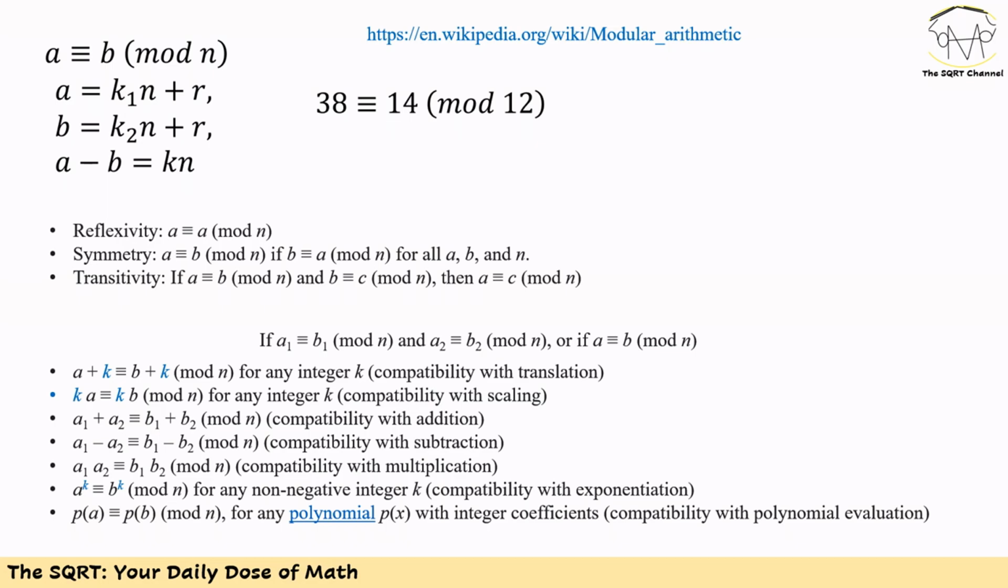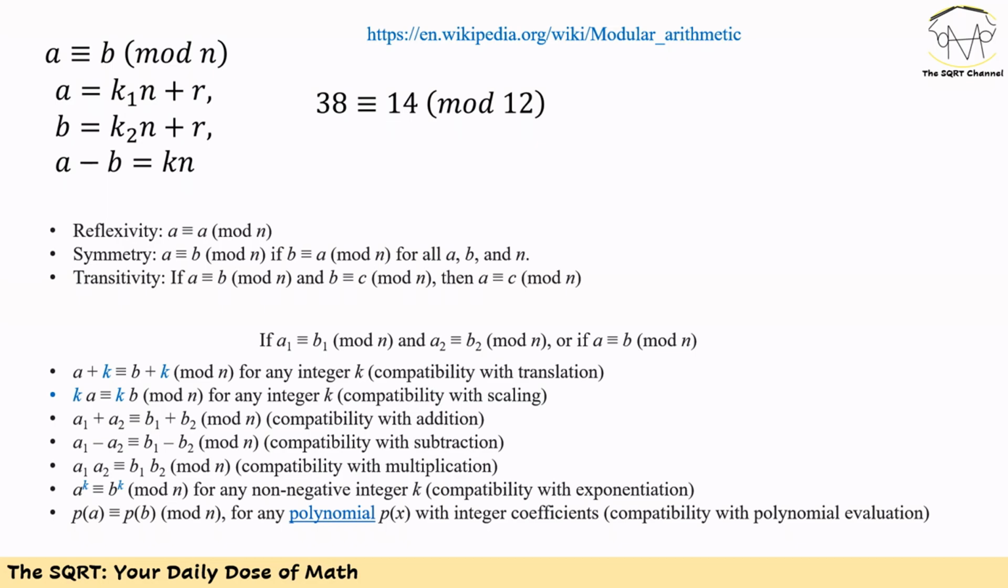First, let's say that the variables that we have here are integers. Given an integer n greater than 1, called modulus, two integers a and b are said to be congruent modulus n if n is a divisor of their difference.